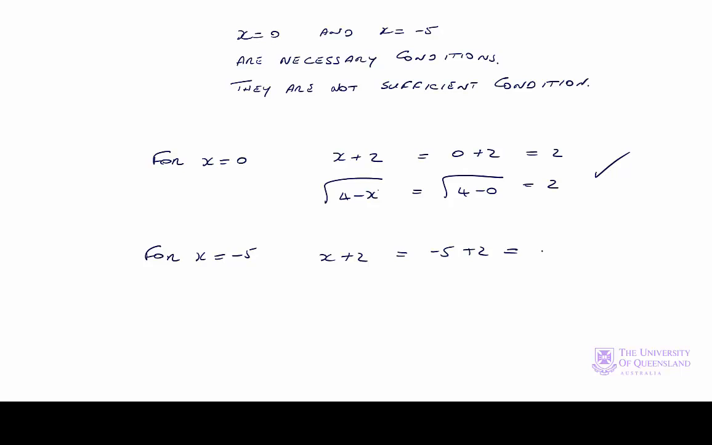For x equals minus 5, x plus 2 is equal to minus 5 plus 2. That's equal to minus 3. The square root of 4 minus x is equal to the square root of 4 minus minus 5, and that's equal to the square root of 9, equal to 3. So our only solution is x equals 0.